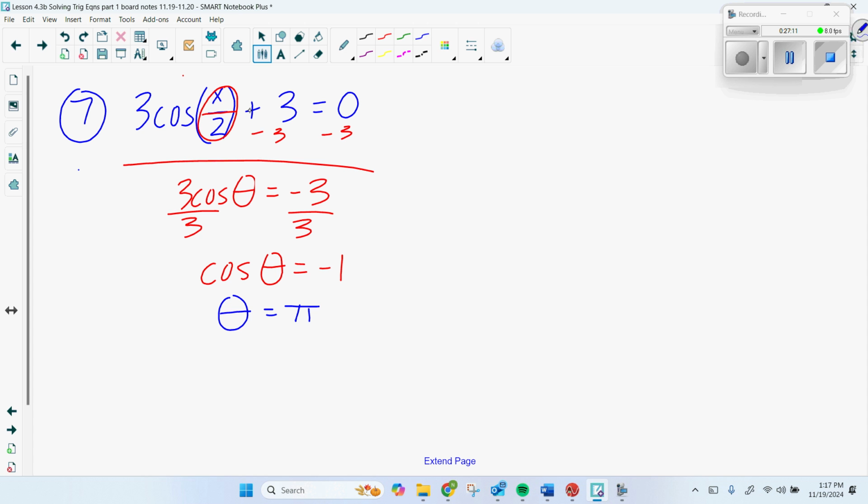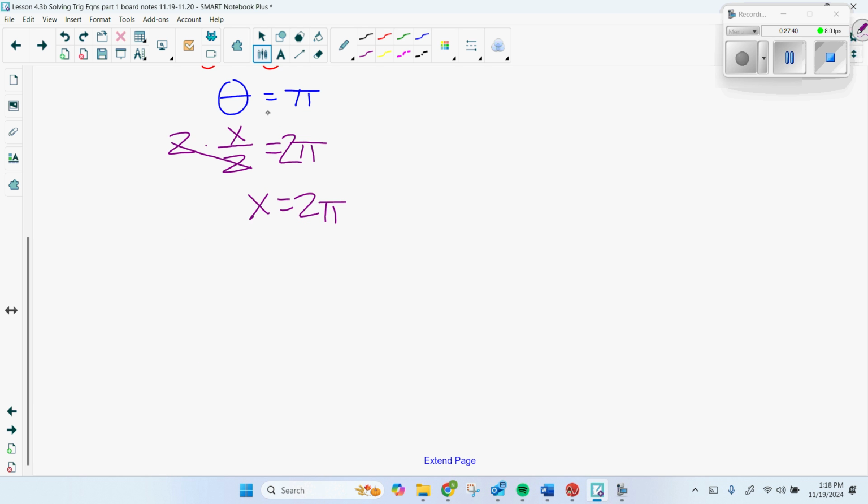All right? But of course, I'm not trying to solve for theta ultimately. What am I trying to solve for ultimately? What was the variable? Yeah, it was x, because it was an x in there originally. So now I replace this: x over 2 equals pi. And one last time, what do I need to do? Times 2. So x equals 2 pi.